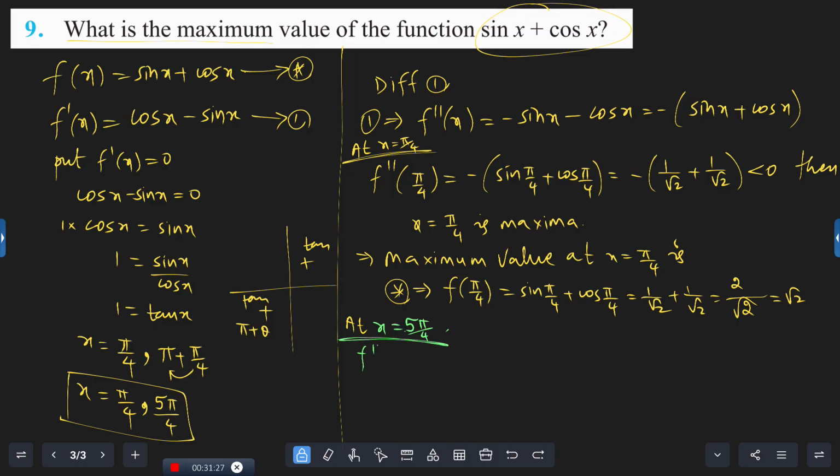Okay, so f double dash of 5 pi by 4 is equal to, now we have a minus outside. Here we have to substitute. So sin 5 pi by 4 plus cos 5 pi by 4. Okay, so 5 pi by 4 we can write how? Pi plus pi by 4. 5 pi by 4 we can write pi plus pi by 4. Now write minus of sin of pi plus pi by 4 plus cos of pi plus pi by 4.